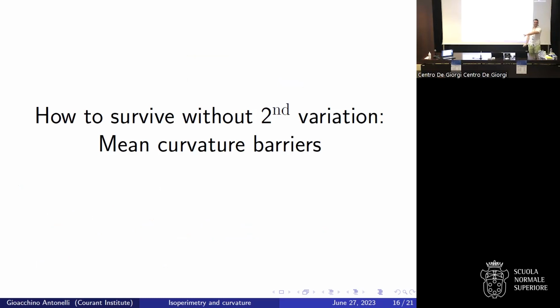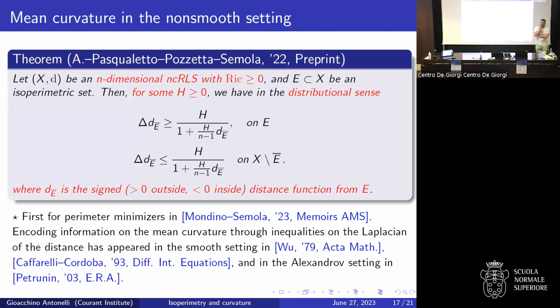Okay, now we have an isoperimetric set in a non-smooth space, and now we have to do the difficult step: survive without second variation, because you might lose all the smoothness. This is probably the main technical part of our work, and this is something that I did together with Enrico Pasqualetto, Marco Pozzetta, and Daniele Semola. We encode the information of having mean curvature H with Laplacian bounds on the distance function from the isoperimetric set. So I said, okay, what is NCR-LS?